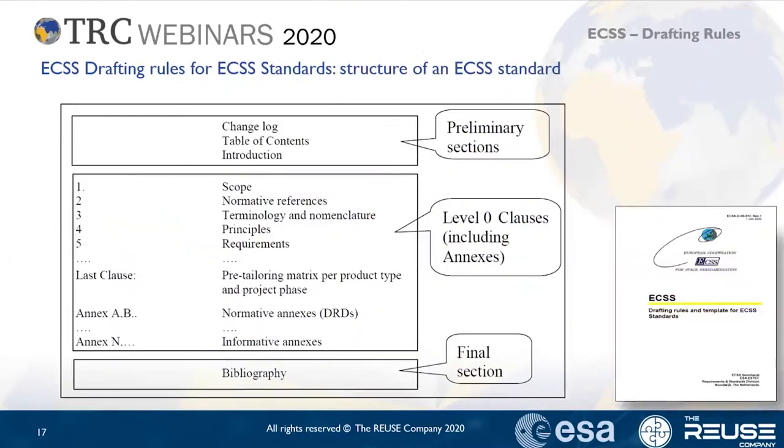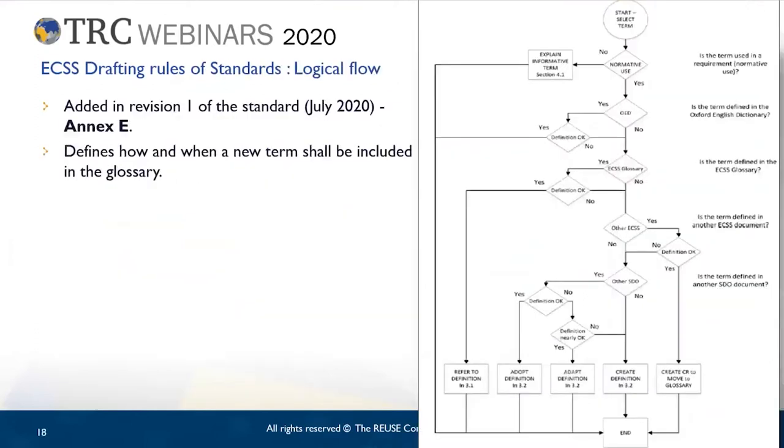More about this drafting rules document. It is also describing what should be the template for a well-formed ECSS standard. So this is the template that is recommended in this document. And this logical flow was just introduced in the latest version this year, 1st of July. It is a logical flow on how to deal with terminology and the references of this terminology, both in the ECSS glossary and also in the terminology section of the different documents. So this flow has been partially implemented in our tool, as I will show during the live demo, only partially.